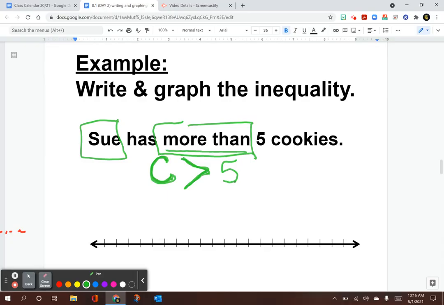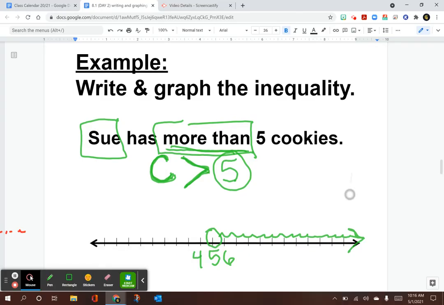Now to graph this, I'm going to put a couple numbers on my number line, identify the value where Sue's cookies begin. Now she doesn't have 5 because it's not equal to 5, so I'm going to leave my circle open. But she could have 5.5 cookies, 6 cookies, 20 cookies, 1,000,000 cookies. I'm going to head to the right where lots and lots and lots of cookies are existing.